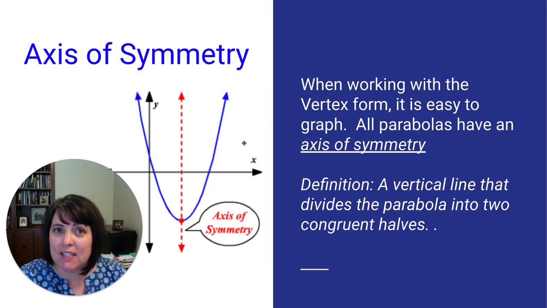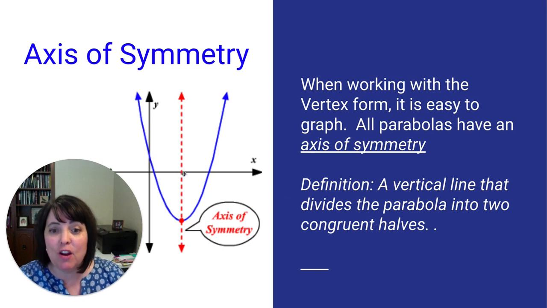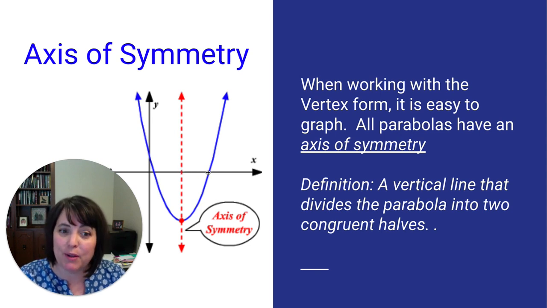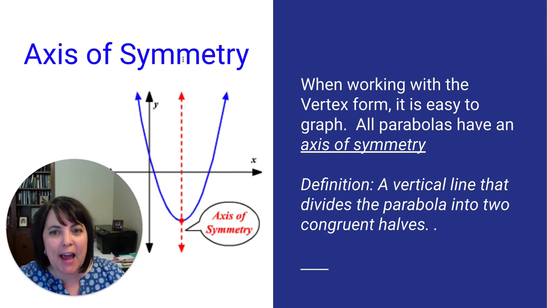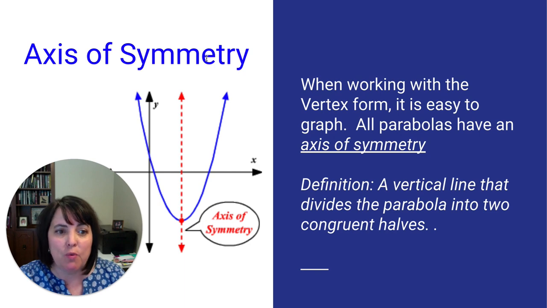All parabolas have an axis of symmetry, and the axis of symmetry is a vertical line that divides the parabola into 2 congruent halves, which goes right through the vertex point. So when you know the vertex, it makes it really easy to graph. The other thing that we know is that because it's a mirror image, if we can find a point on one side of the parabola, then we can find another point that's exactly the same distance from that axis of symmetry on the other side of the parabola. So that's one of the good things about the axis of symmetry, and in vertex form especially, it's a really great way to graph and to understand where those points are.